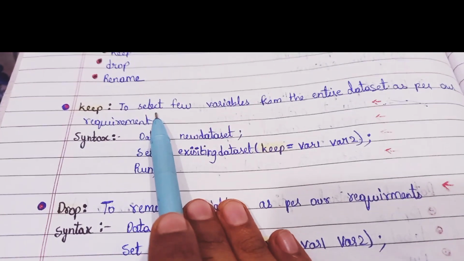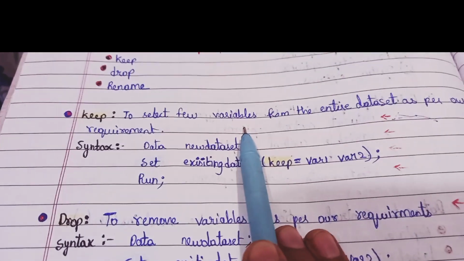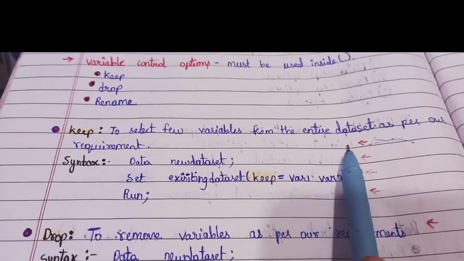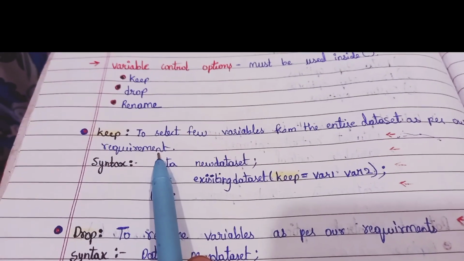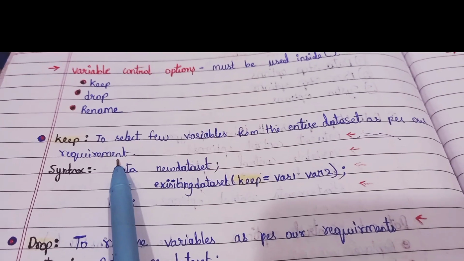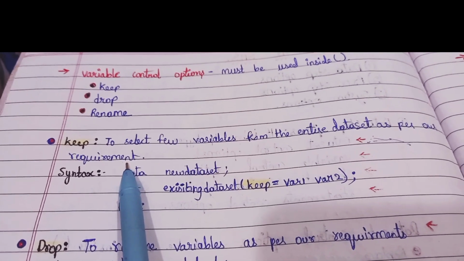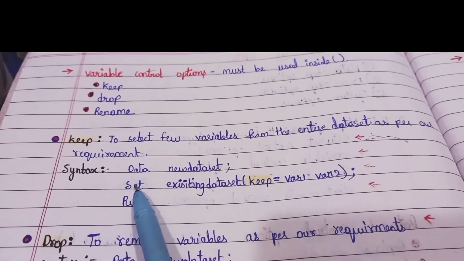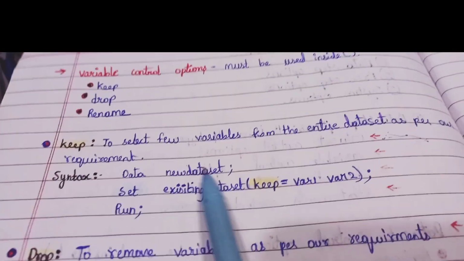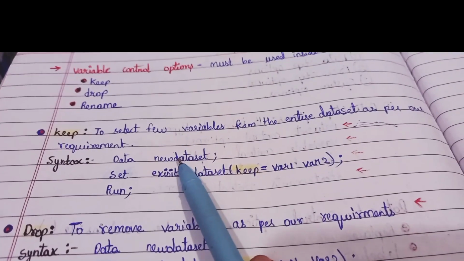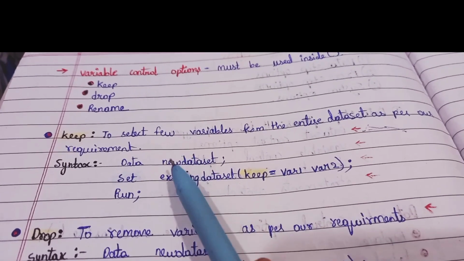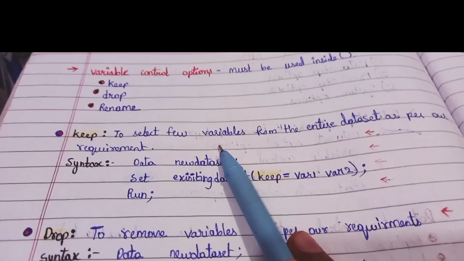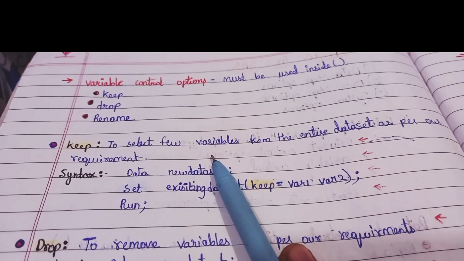Keep option is nothing but to select a few variables from the entire data set. Okay, as per our requirement, we use this keep option to select variables. Next, the syntax is nothing but data, set name, but new data set name you have to give. Before that, you have to create a data set.